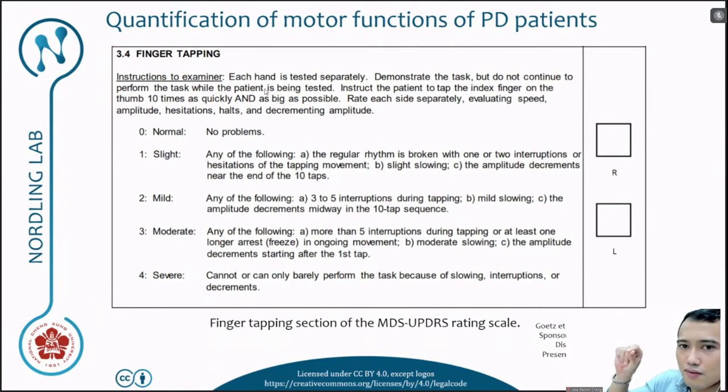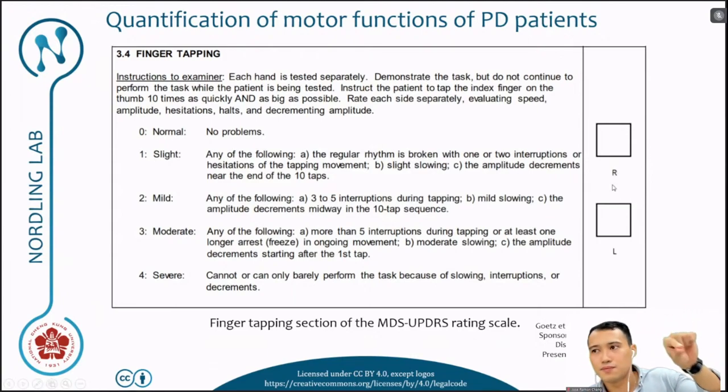Now, big is a term that I wouldn't necessarily use, because it's a little bit ambiguous and vague. But to tap this, their fingers like this, right? And then they would rate each side. So one for the right side. So that's why you can see here, there's a box for R, and then one for the left side.